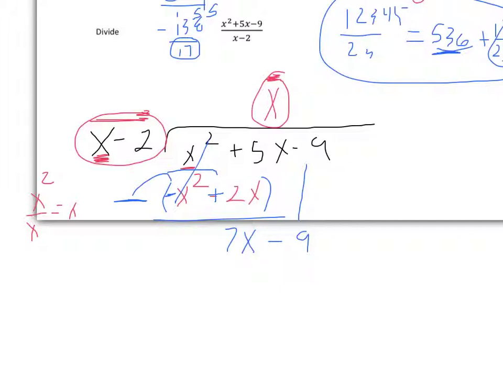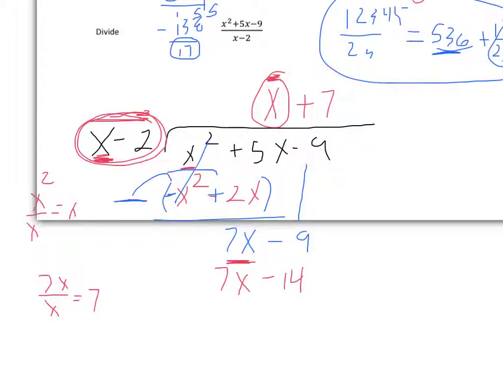And let me show you what we do. First thing we do, we divide. Now, what do we divide? We divide this first term here by this first term here. So 7x divided by x is 7. So we put plus 7 up here. Right? So that was our dividing. Now it's time to multiply. Now we multiply the 7 by both of these terms here. So 7 times x is 7x. 7 times negative 2 is negative 14.